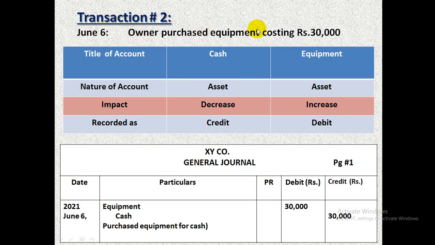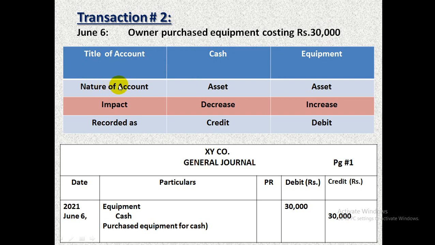Let's analyze the two accounts involved in this transaction. Owner is purchasing equipment, therefore one account involved is equipment. Owner is making payment in the cash form, the other account involved is cash.